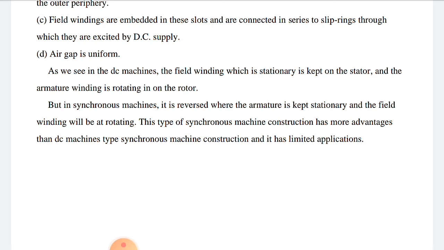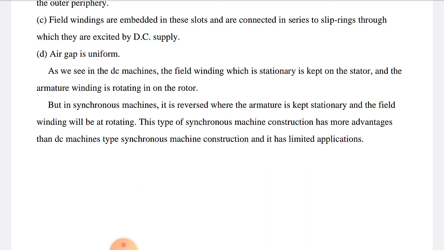As we see in DC machines, the field winding which is stationary is kept on the stator and the armature winding is rotating in the rotor. But in synchronous machine it is reversed, where the armature is kept stationary and the field winding is rotating. This type of synchronous machine construction has more advantages than the DC machine type construction.